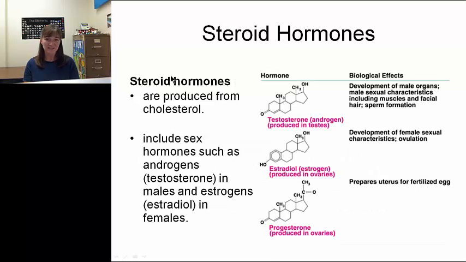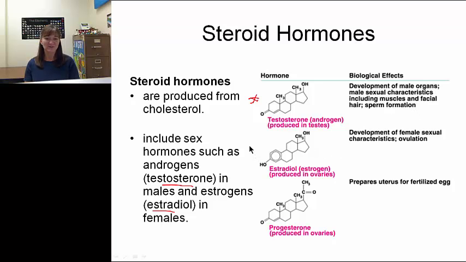I just want you to know that steroids are important for cholesterol and hormones. Looking at some of these just for fun, I won't ask you any test questions on this. But steroid hormones are produced from cholesterol. They include the sex hormones such as androgens, also known as testosterone in males, and estrogens, also known as estradiol in females. Here are the structural formulas of them. This here is testosterone, which plays a role in the development of male organs, male sexual characteristics including muscles and facial hair, and sperm formation.